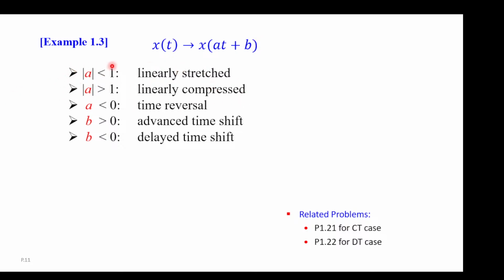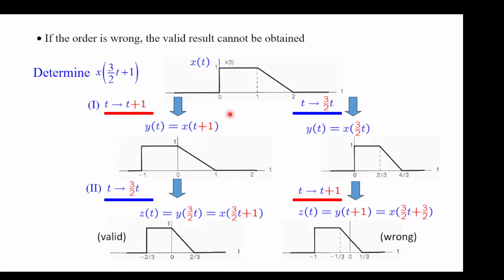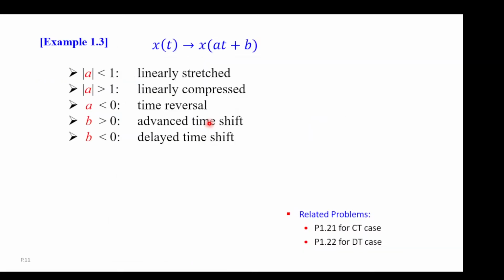We see that if the absolute value of a is less than 1, the signal will get stretched, and if it's bigger than 1, it will get compressed. This is just from the time scaling. And if a is less than 0, you get time reversal, and if a is bigger than 0, you don't get time reversal.